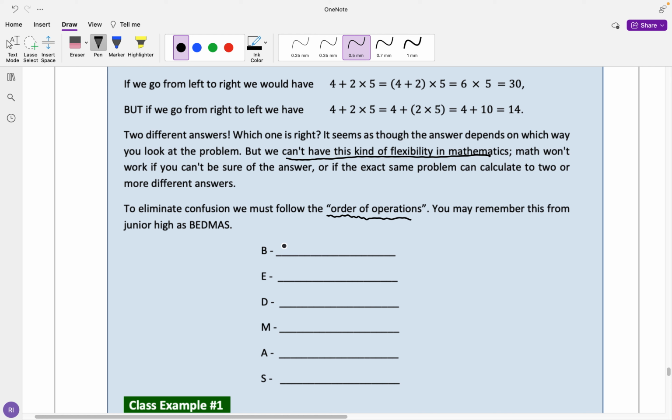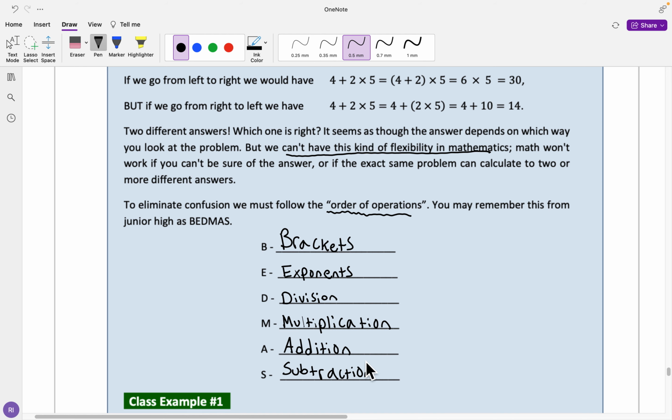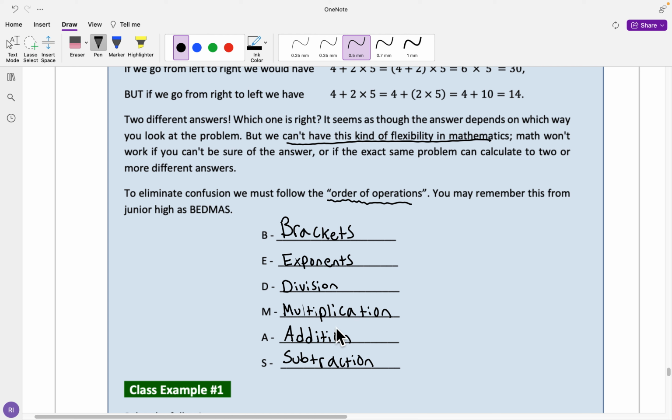BEDMAS is the acronym, which stands for brackets, exponents, division, multiplication, addition, and subtraction. So, what does this look like?